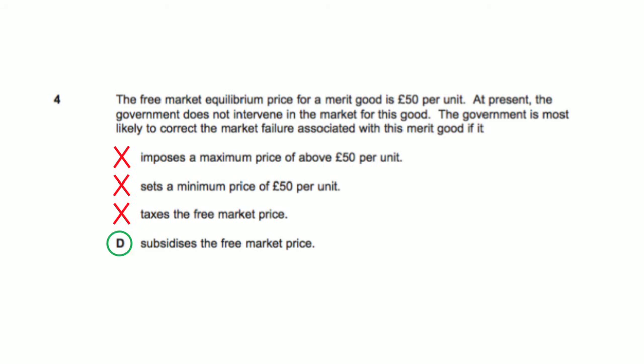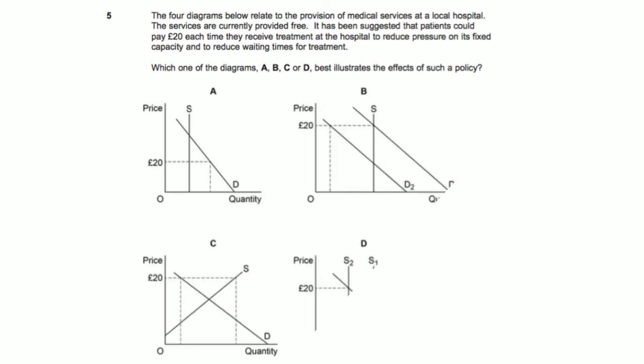Now let's have a look at the final question in this section, which is question 5. It says, the 4 diagrams below relate to the provision of medical services at a local hospital. The services are currently provided free. It has been suggested that patients could pay £20 each time they receive treatment at the hospital to reduce pressure on its fixed capacity and to reduce waiting times for treatment.